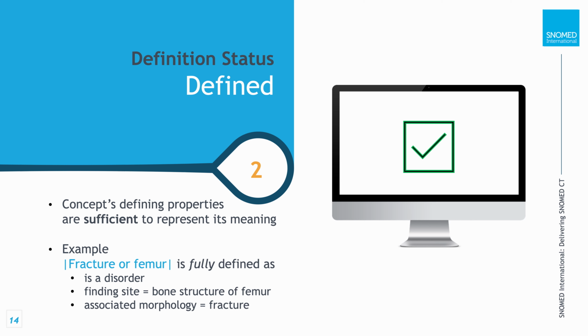All concepts in SNOMED CT are determined to be either defined or primitive. Defined concepts are those where its defining properties are sufficient for a computer to distinguish the concept from any other concept in SNOMED CT, because they fully represent the concept's meaning.